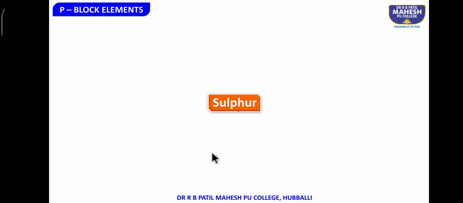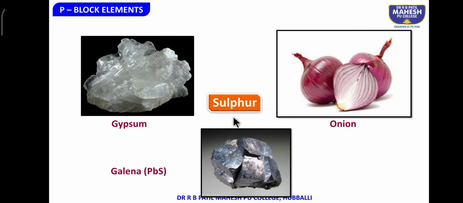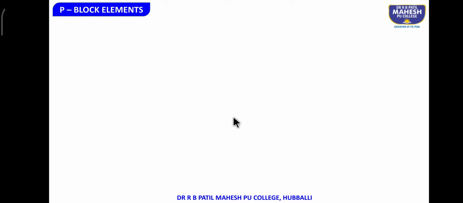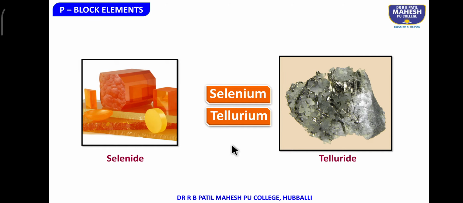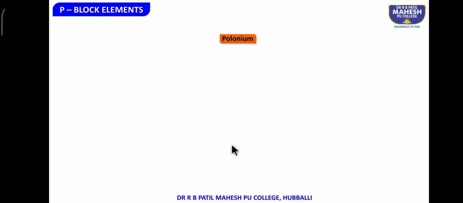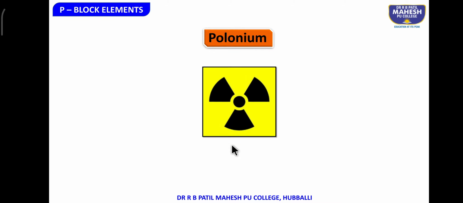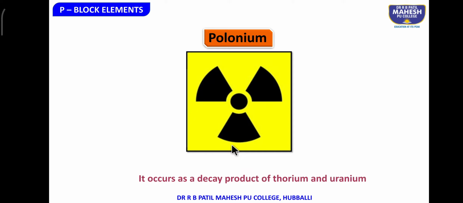Sulfur mainly exists in the form of gypsum. It is also present in living things like onion, and it exists in the form of galena ore, that is lead sulfide. Selenium and tellurium are present in the form of selenide and telluride. Polonium is a radioactive element that is obtained by radioactive decay of thorium and uranium.